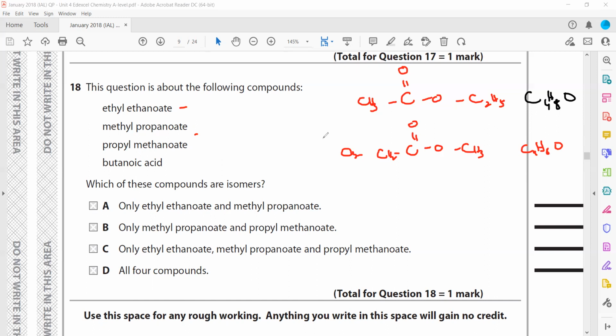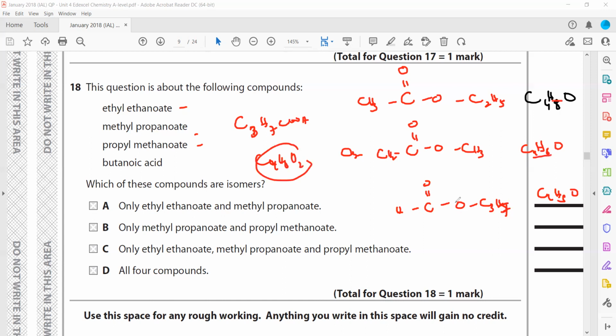Propyl methanoate, it is the same thing. One side is a propyl, like here it is C3H7, and here we have H. So it becomes C4H8O2. So that is also an isomer. Then butanoic acid, but means four carbon, so this will be C3H7COOH. So 4 carbon, 8 hydrogen and 2 oxygen. So all have the same molecular formula but different structures. So all the 4 compounds above are isomers of each other.